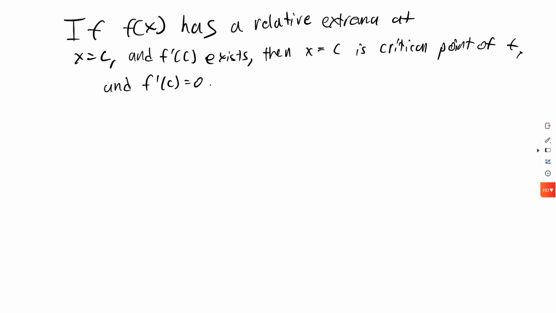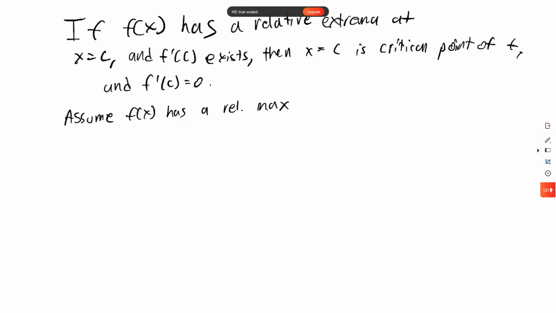And we're going to do a proof where we're going to assume that f has a relative max. So I actually went over the proof for the minimum. So for this video, I'll do the maximum. They're actually pretty much the same, with some minor tweaks in the middle steps. But yeah, okay, so let's get right into it.